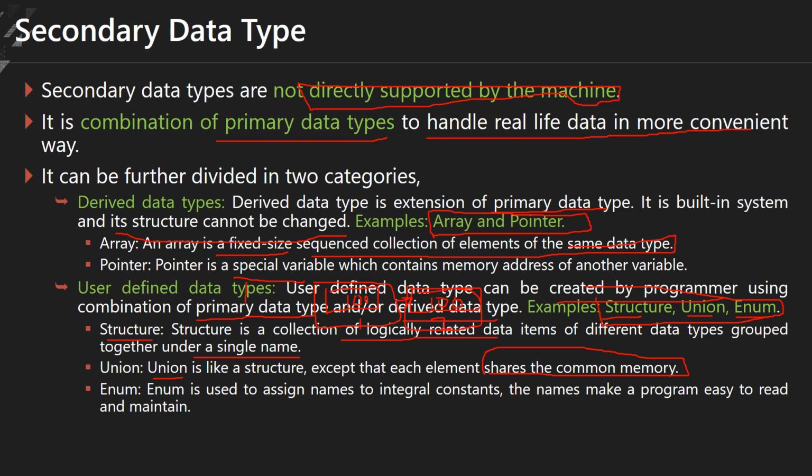That is the meaning. Enum is used to assign names to integral constants. It's just an integral constant assigned to each variable. It is also similar to a structure or union, but it is more powerful than those. Because of this, the names make the program easy to read and maintain. So I think you understood this concept. We'll move to the next topic.